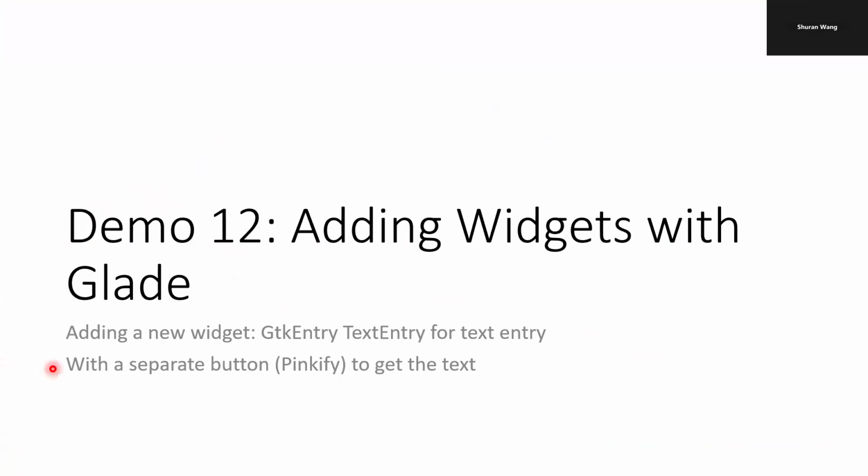So that demo was done. We added a new widget, the text entry, and we used the separate button Pinkify, which is added entirely in our code. It's not added by Glade, to get the text.